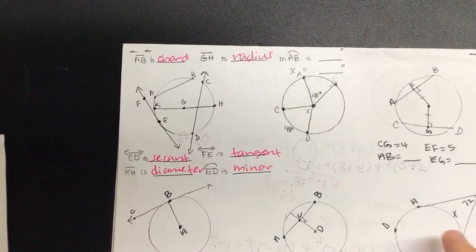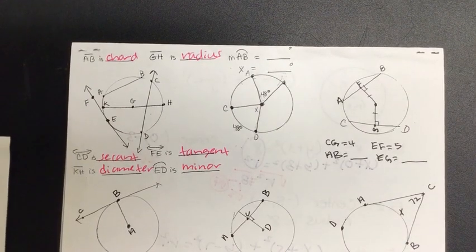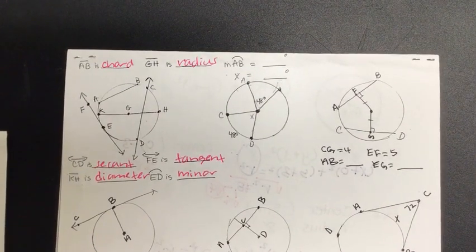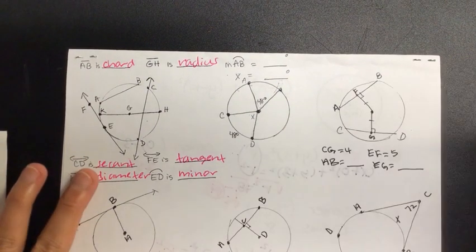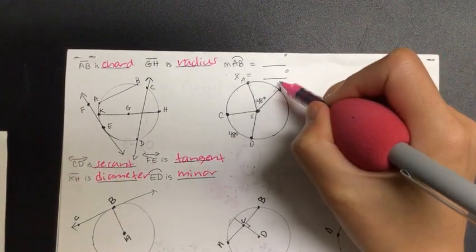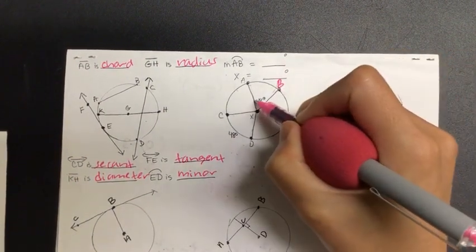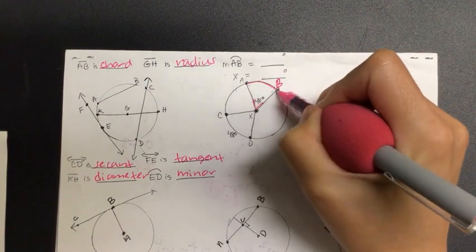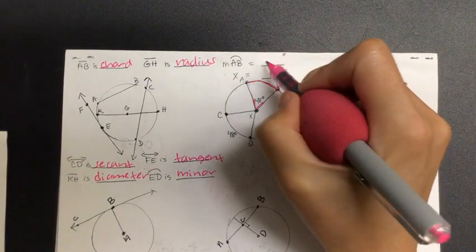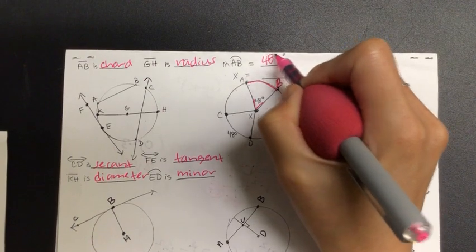Okay, let's move on over to the next one. Now it's saying find the measure of the arc AB. Where's AB? Is that B right here? Yep. So we know central angle is what of the arc? Same. It is the same, so it's got to be 48 degrees.